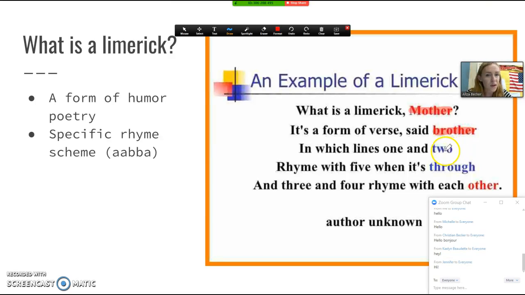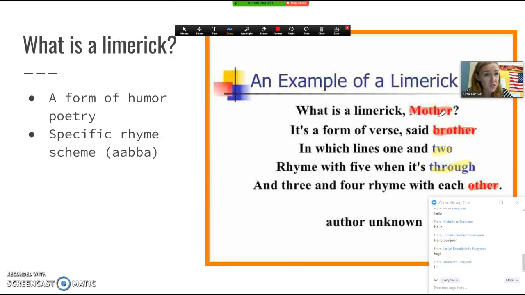But then we get to line 3 here. It says in which lines 1 and 2. But 2 does not rhyme with mother or brother, so it's going to start a new rhyme. And 2 rhymes with through, so that's where we get our BB. So to and through rhyme. And then if we're following the correct rhyme scheme, the last line, line 5, should also rhyme with mother and brother. If we take a look at it, it says, and 3 and 4 rhyme with each other, and other, brother, and mother all rhyme perfectly.